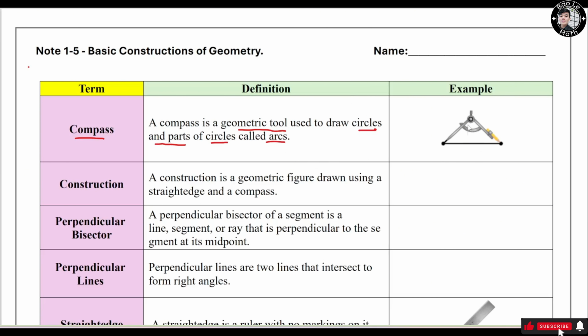Alright, so here's the compass. This one is called the compass needle. This one is called the compass pencil. This one is called the hinge.